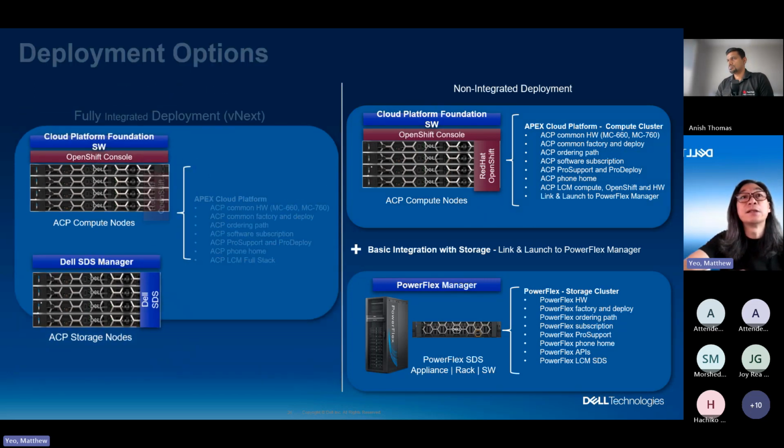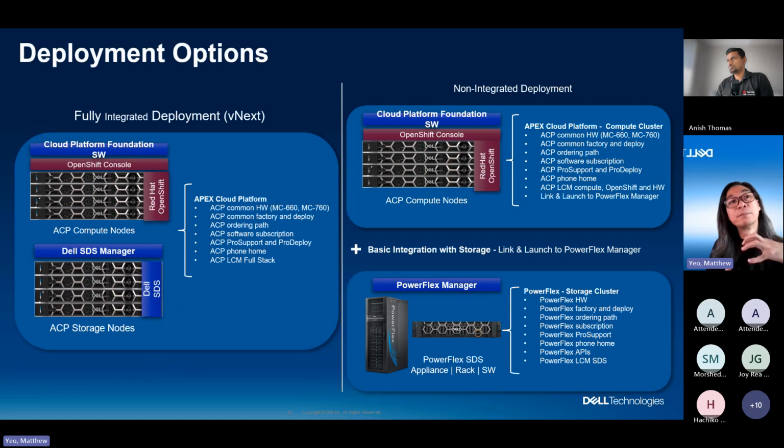The key difference here is that if you buy a full system, including the PowerFlex for ACP, we will have the integration all in one. So what this means is that if you need to control your PowerFlex, everything is through the CSM within the OpenShift module itself.